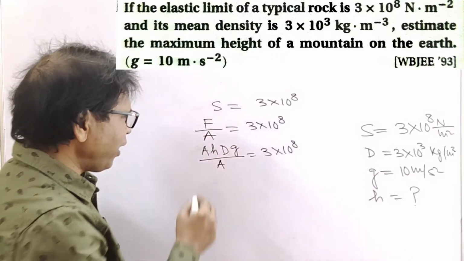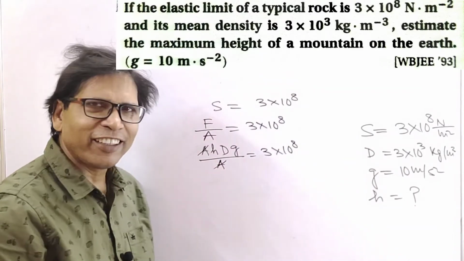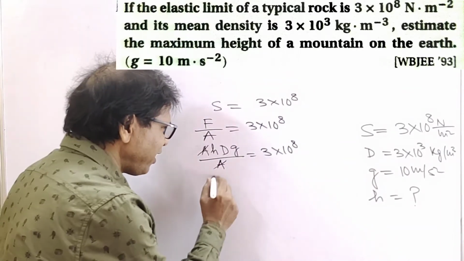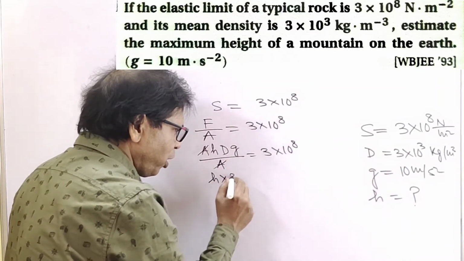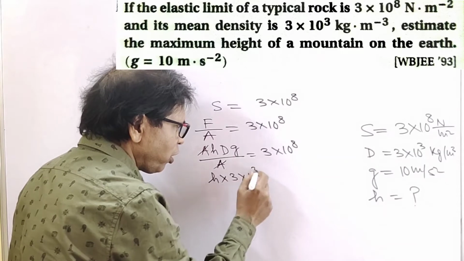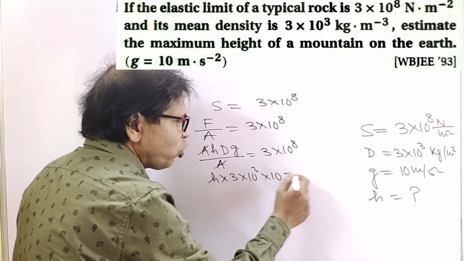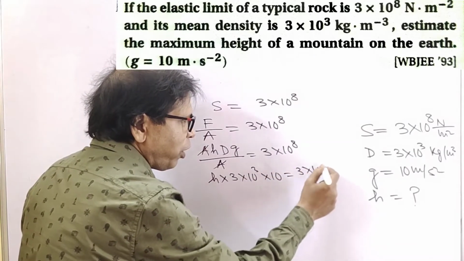Okay. Now look at this. This and this cancel out. Okay. So this is h into d. d is 3 into 10 to the power 3, and g is 10. So this is 3 into 10 to the power 8.